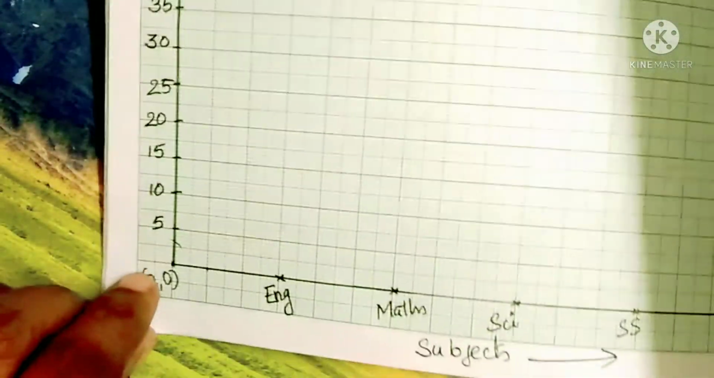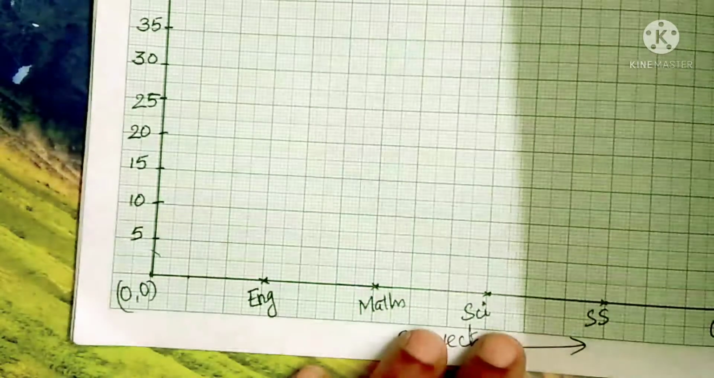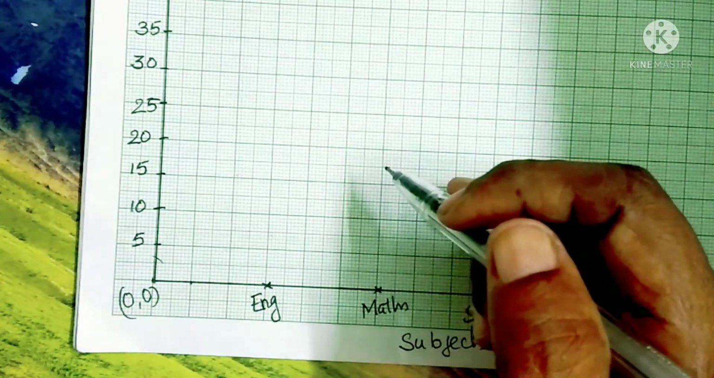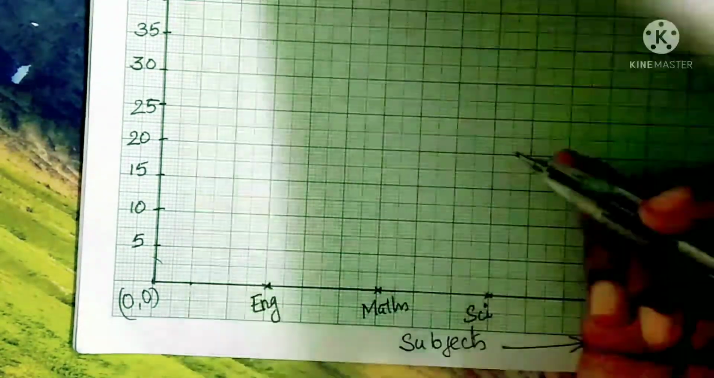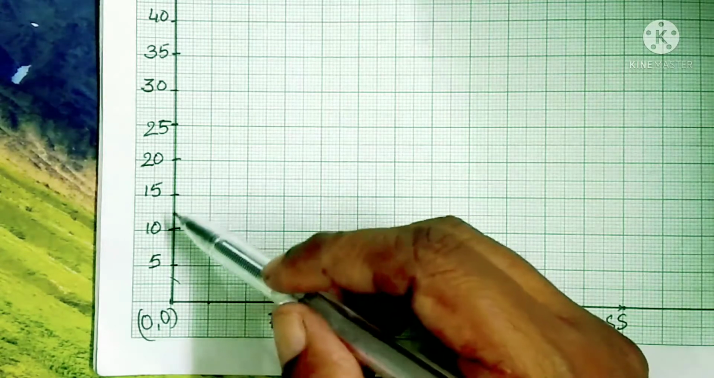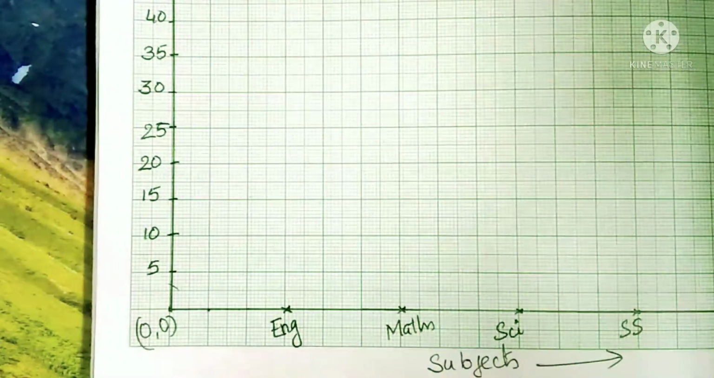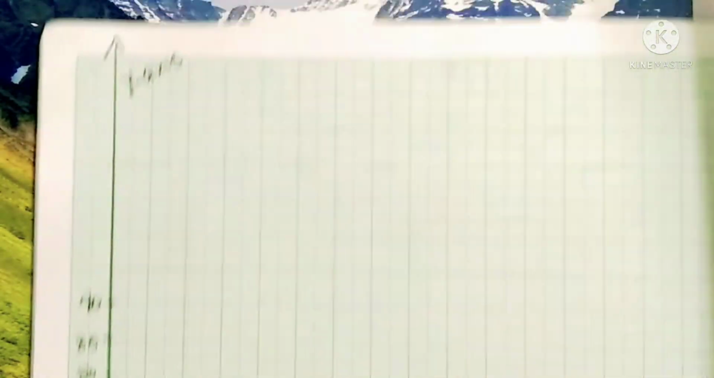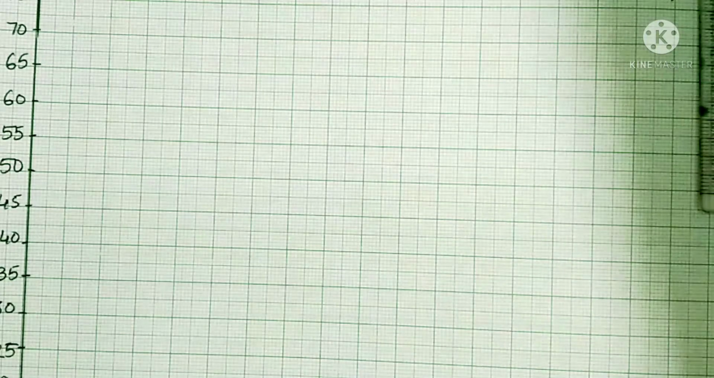Now on the y-axis, minimum you can take 3, and maximum can be any number. If you want bigger bars, it is better to take smaller numbers here. I have marked 5, 10, 15 like that, till 90, on the y-axis. Now we will start marking the points.